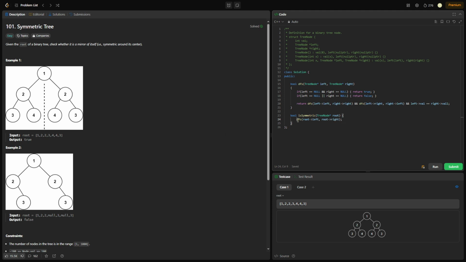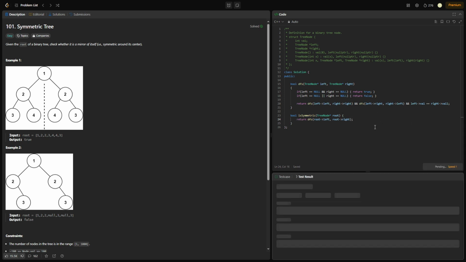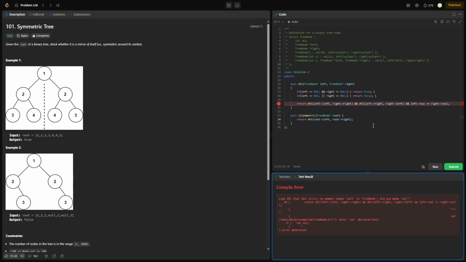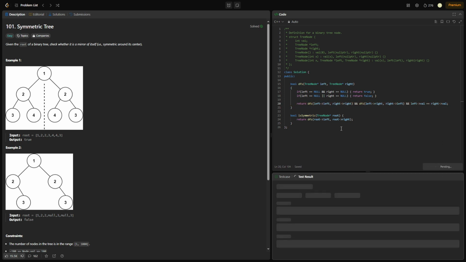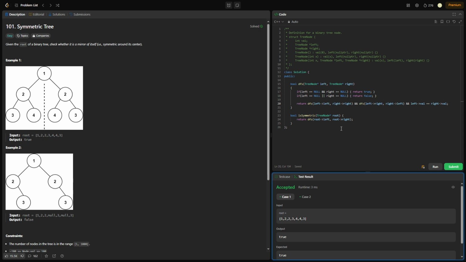Of course, you want to actually return something, otherwise you're not going to return true or false. So yeah. Whoops. Did you mean val? Oh, I put 2 L's. My mistake. So yeah, really the 3 symmetric properties we care about.